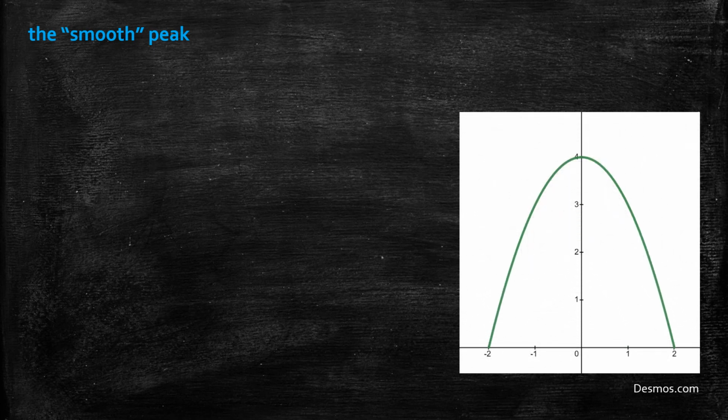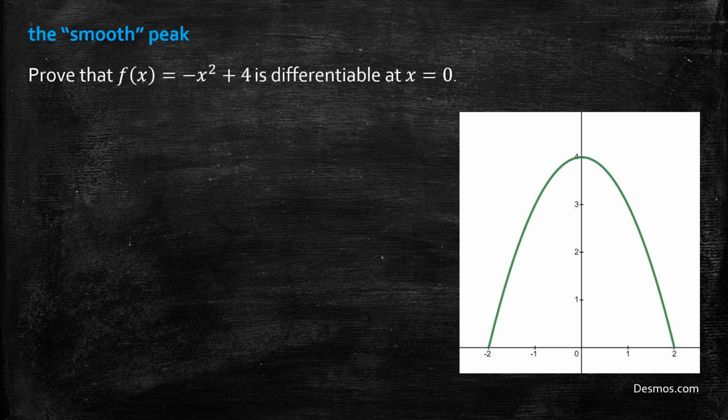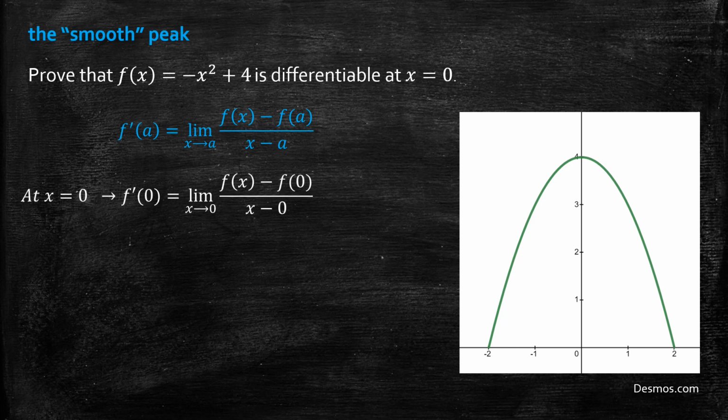So let's take a look at the calculus of the first peak, the smooth peak. And here I've modeled it with an upside down parabola, and the equation of that parabola is negative x squared plus 4. And we've got to prove that it's differentiable at x equals 0, which in effect is basically proving that we can get an answer for f prime 0. So I'm going to take the definition of the derivative, and I'm just going to replace a with 0. And then I'm just going to do the math.